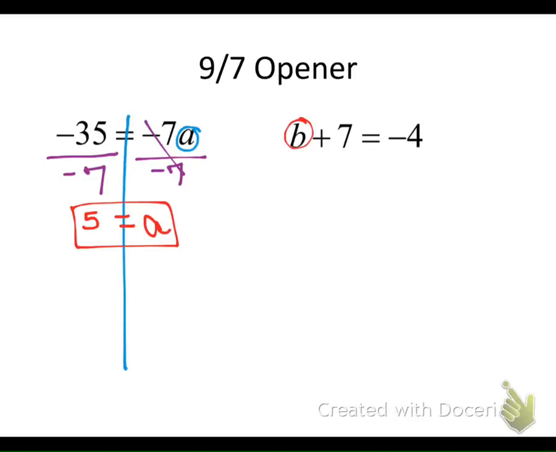Circle my variable, draw my line of equality. Joey, how do I solve for B? How do I get the B by itself here? Okay, golden rule. Whatever I do to one side, I do to the other. On my left side, I bring down my variable, which is equals. Okay, Joey, what's negative 4 minus 7? Negative 11.